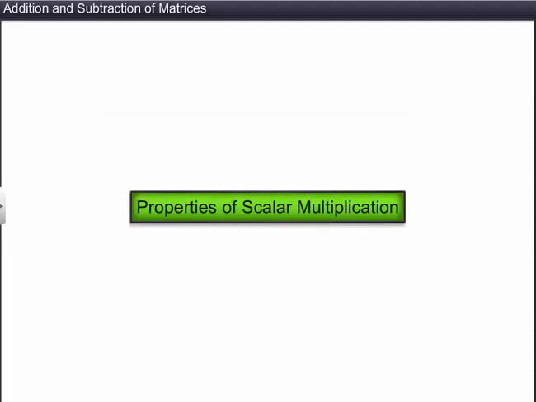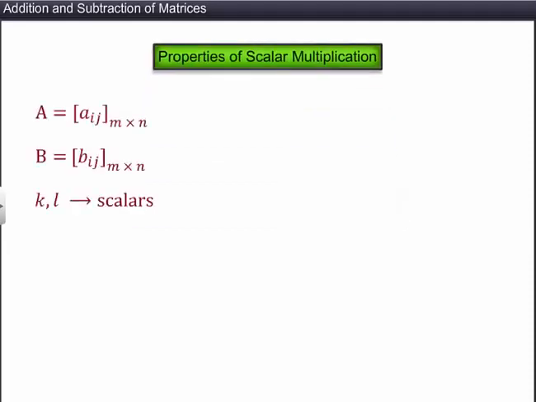We will now see some properties of scalar multiplication. If A and B are two matrices of the order m by n, and K and L are two scalars, then their multiplication will have certain properties. Let's look at the first one. K multiplied by A plus B is equal to KA plus KB. This can be proved as shown.